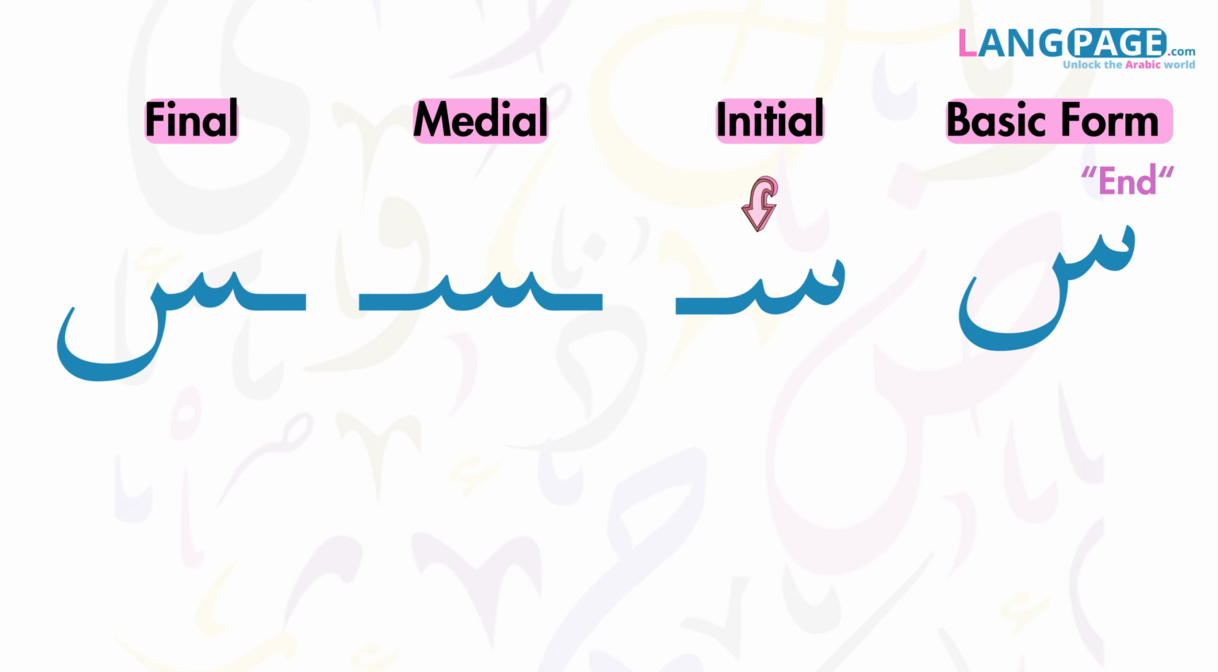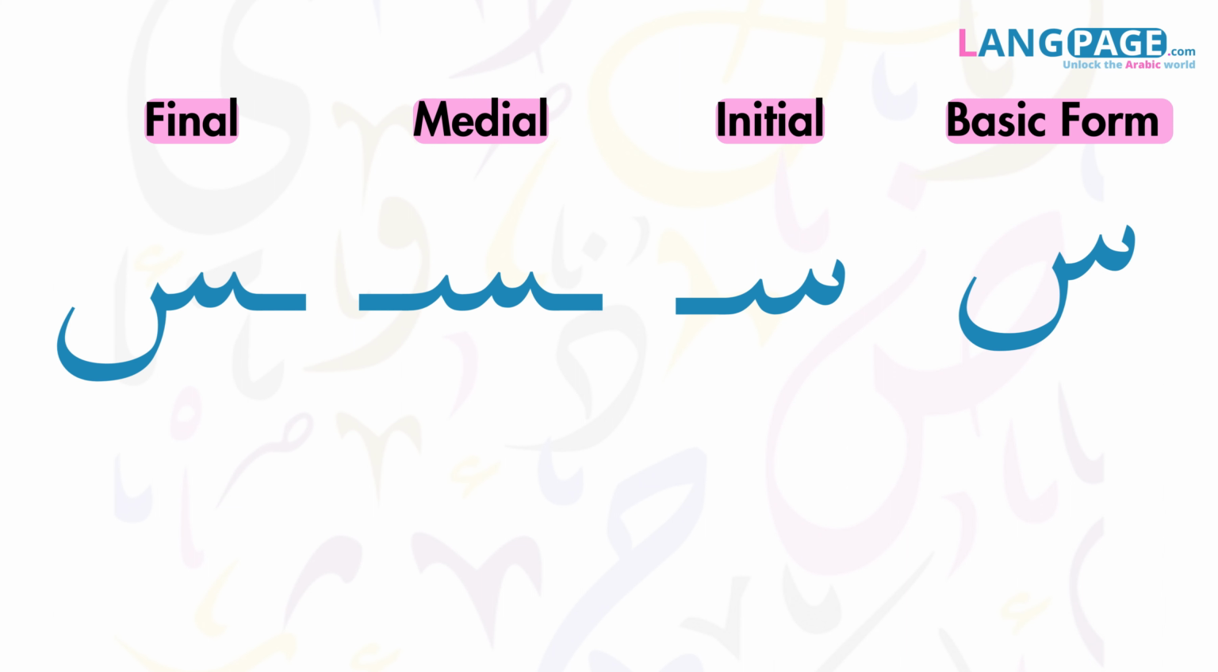The second form is the initial form, which has one hand from the left in order to be connected to the next letter. Then I have the medial, which has two hands from right and left to be connected from both sides. The final form is just like the basic, but it has one hand from the right.